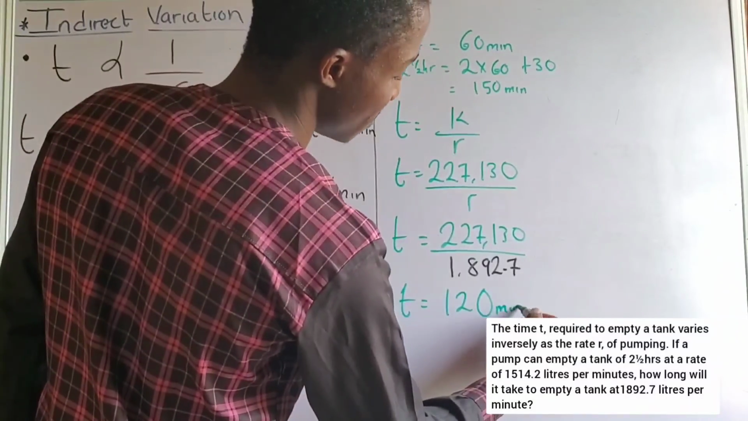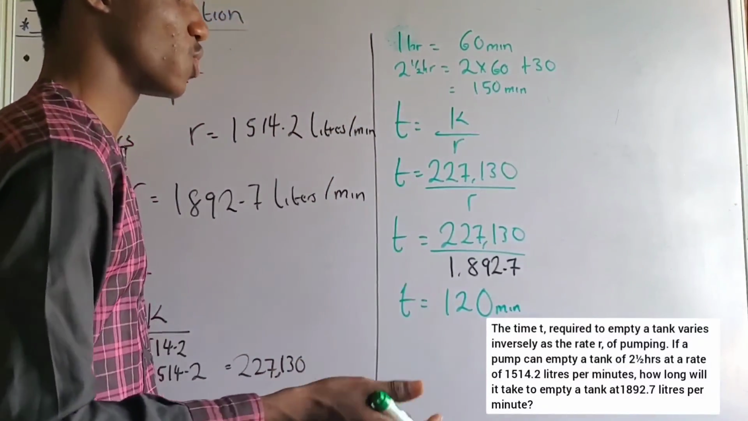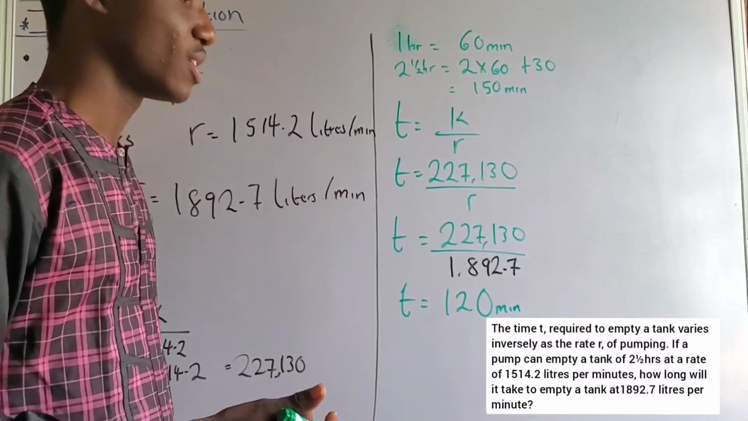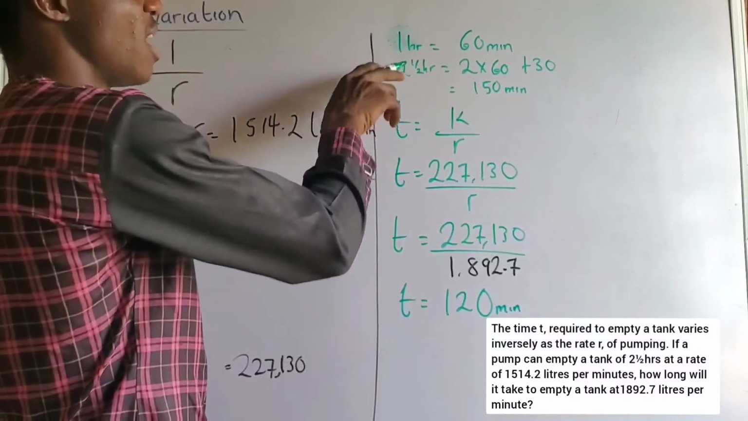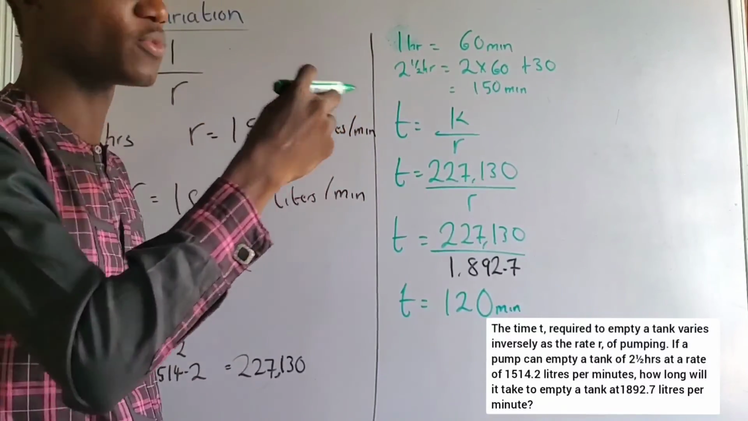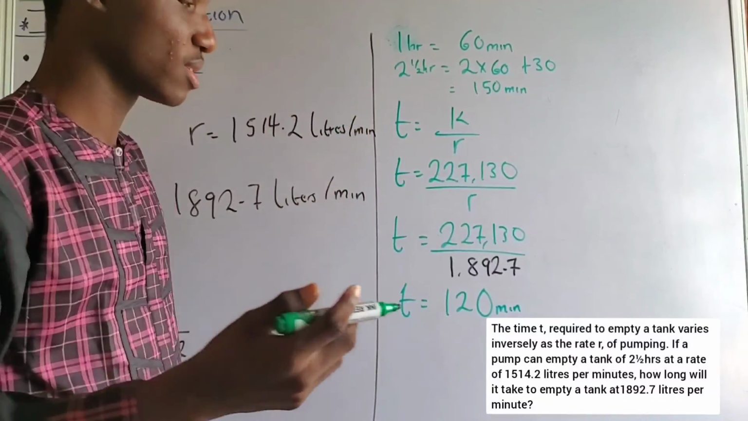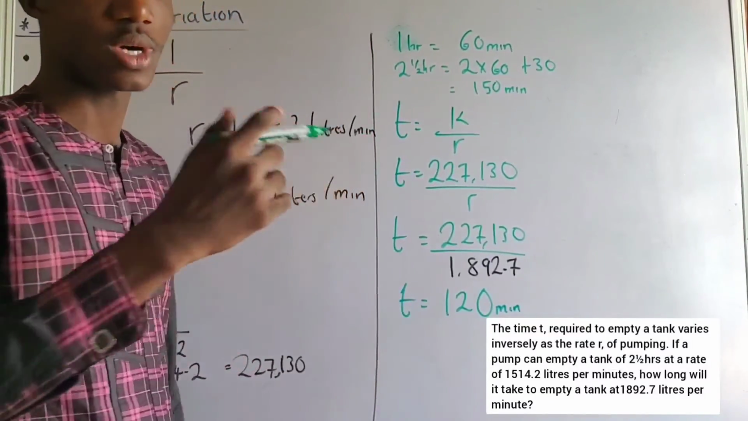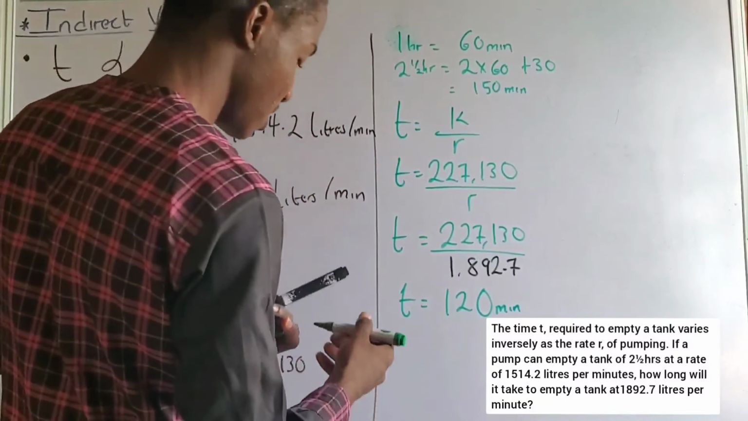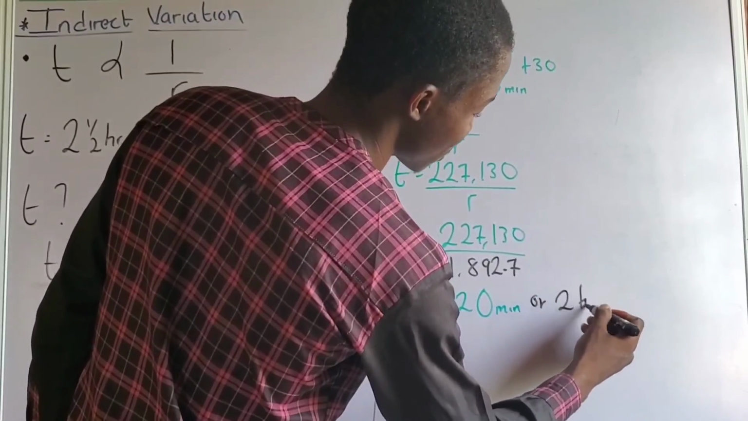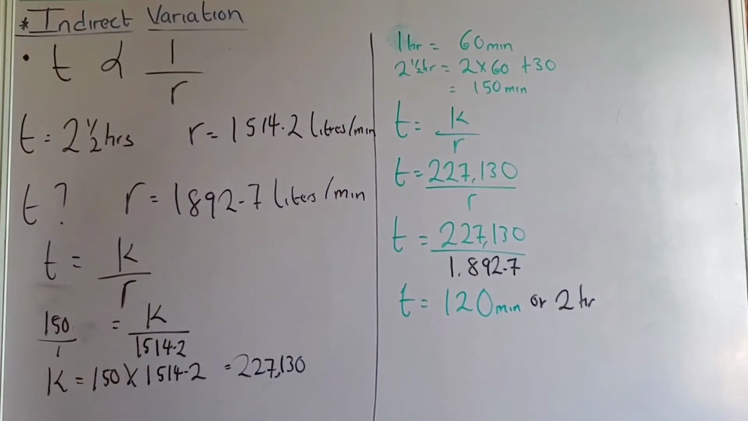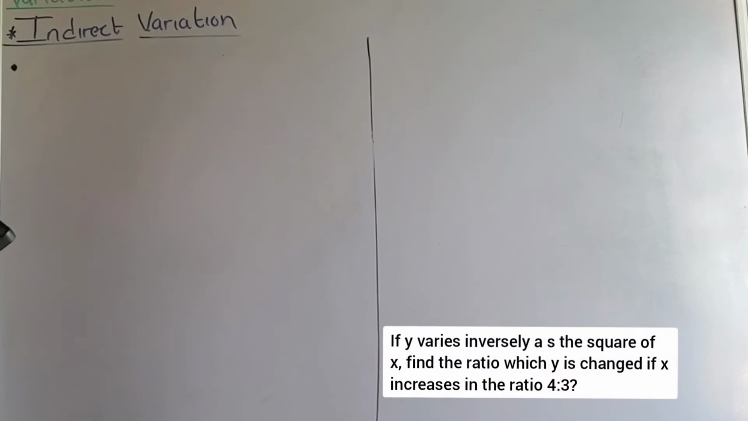Okay, now this is in minutes. Well, you can still change this to hours. To change this to hours, just divide it by 60. You understand? Because I've already told you before that 1 hour is equal to 60 minutes and 2 hours is what? 120 minutes. So you can put it as 120 minutes or 2 hours. Okay, if you put your answer like this, you got the answer. So let's proceed to the next question.